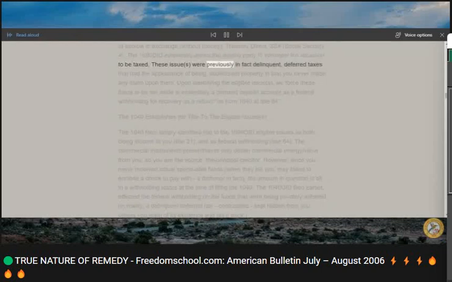These issues were previously in fact delinquent, deferred taxes that had the appearance of being abandoned property in that you never made any claim upon them. Upon identifying the eligible issues, we force these funds to be set aside in essentially a demand deposit account as a federal withholding for recovery as a refund on form 1040 at line 64.